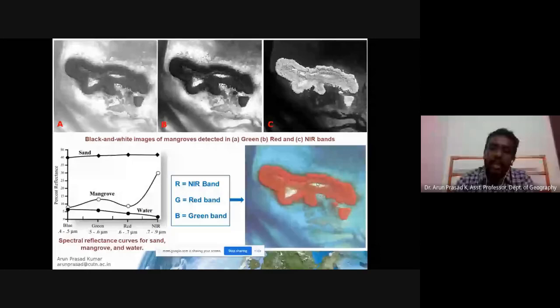In the case of water, green has higher reflectance compared to red and NIR. Here we have assigned blue to the green band, that's why it appears blue in color. In the case of sand, all three reflectances are almost the same. When red, green, and blue have equal reflectance, it appears white in color. So this is called a false color composite. This type of combination is usually used to discriminate vegetation, here mangrove, from other land uses. Okay.